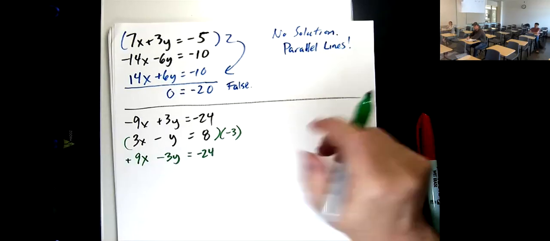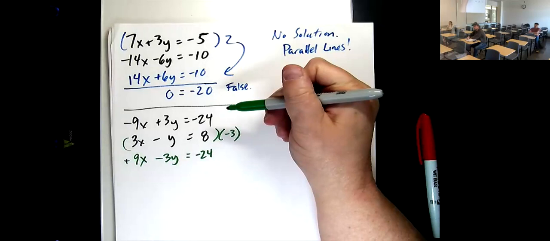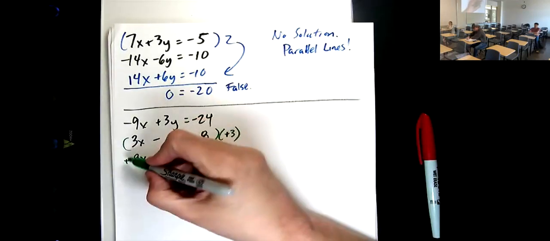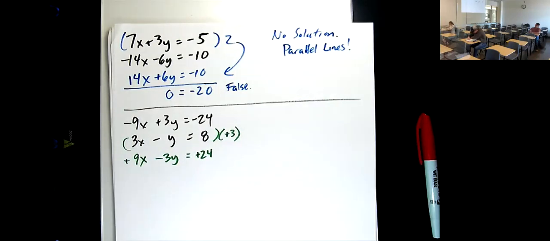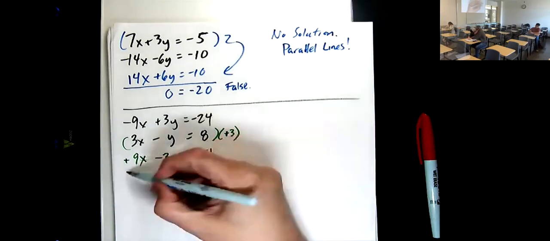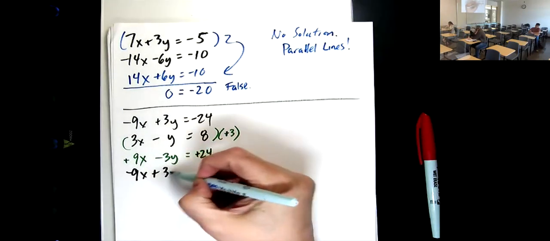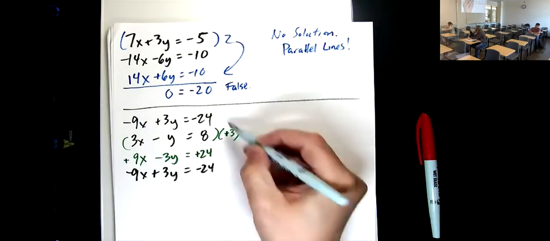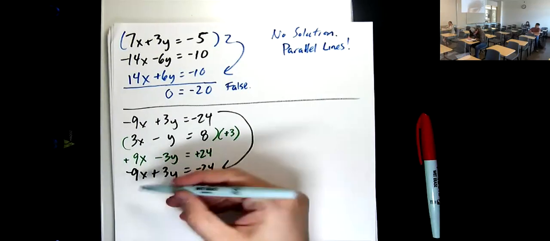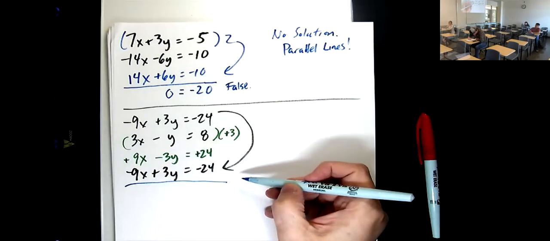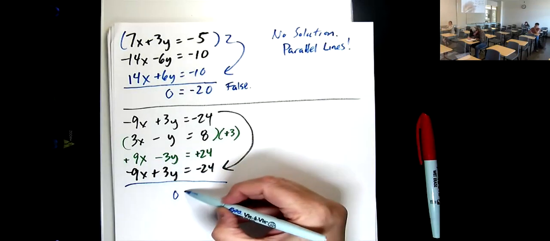What did I do here? I'm just multiplying by +3. What am I doing? Messing it up. There we go. And I'll bring down the other line real quick, put it underneath it. That one's just bringing it down unchanged. We add them together and we get 0 on both sides.